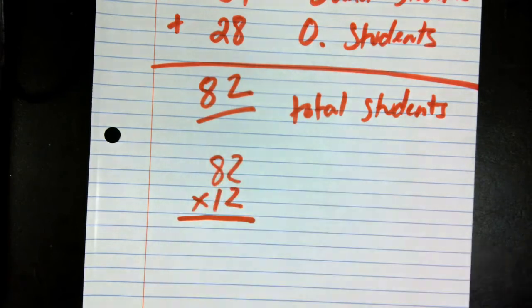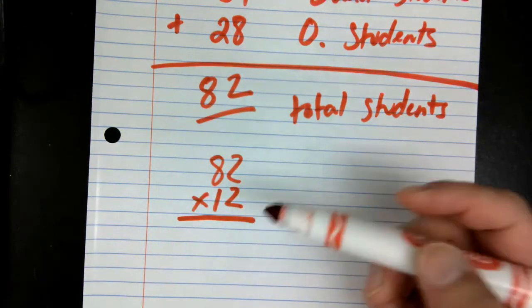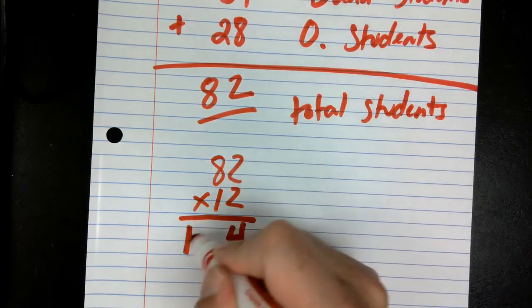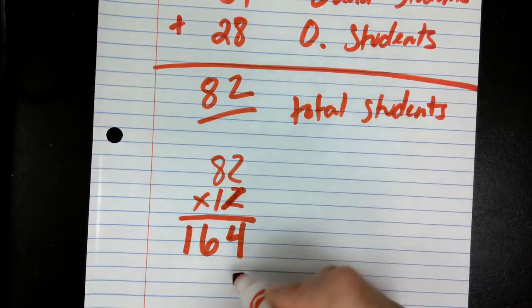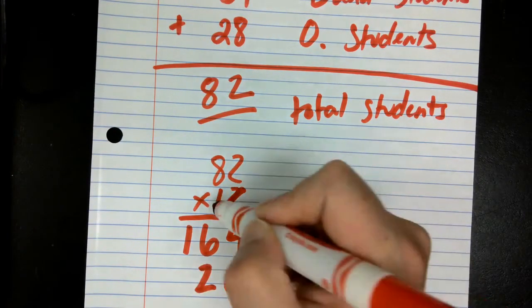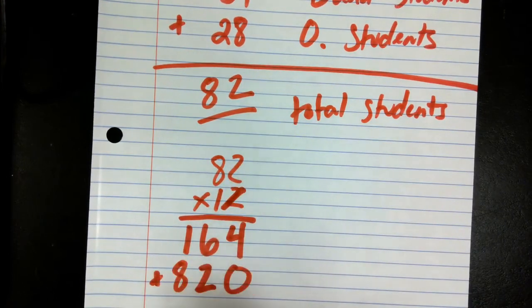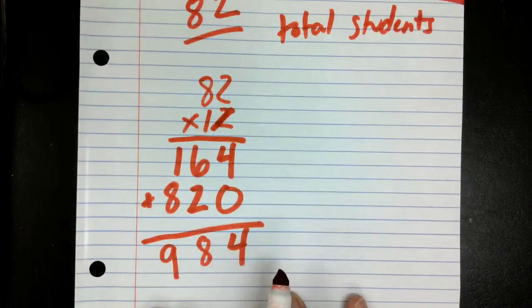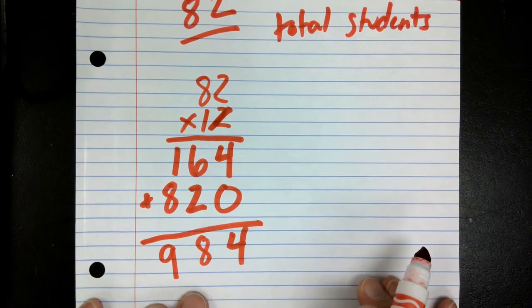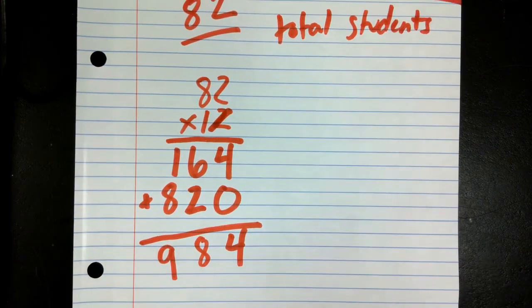I'm going to follow the same steps as before, starting in the ones position on the bottom number. 2 times 2 is 4. 2 times 8 is 16. Crossing the 2 off and holding its place with a 0. 1 times 2 is 2. 1 times 8 is 8. And I'm going to add it up. 4 plus 0 is 4. 6 plus 2 is 8. And 8 plus 1 is 9. So 984 would be the total amount of songs that kids have learned in band and orchestra. So I'm going to write that as my statement.